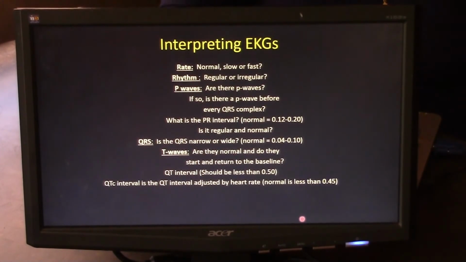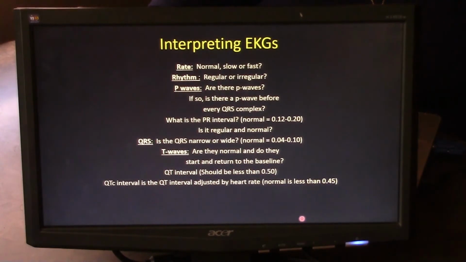Whenever you interpret EKGs, you have to use a formula. And this is important, and it must be consistent, because one rhythm can actually look like something else unless you actually take the time to use a specific formula each and every time to determine what criteria it actually fits in.